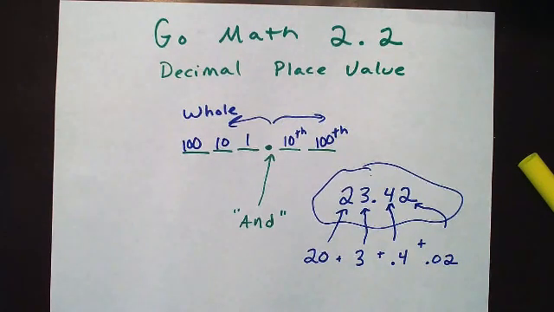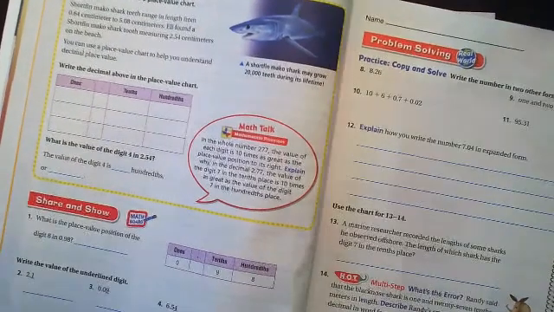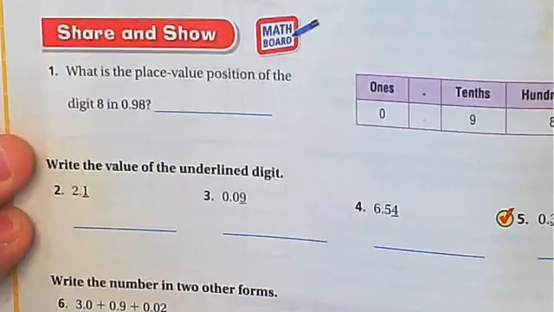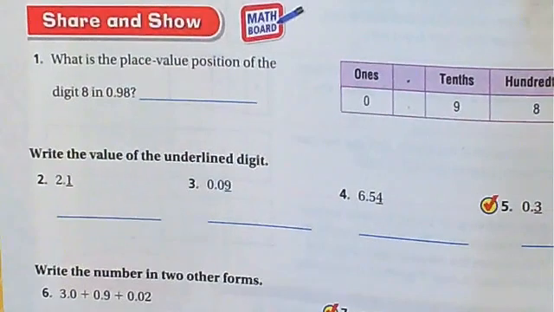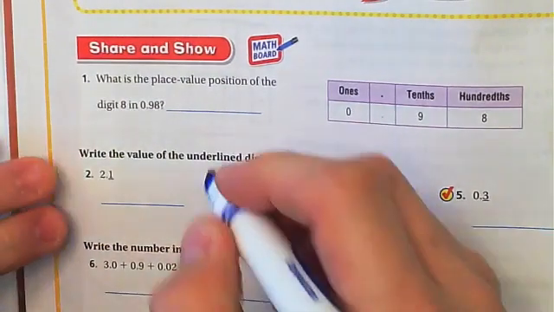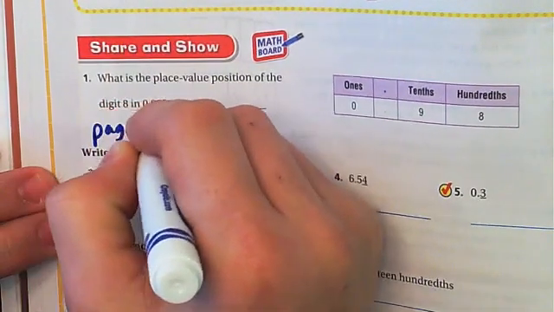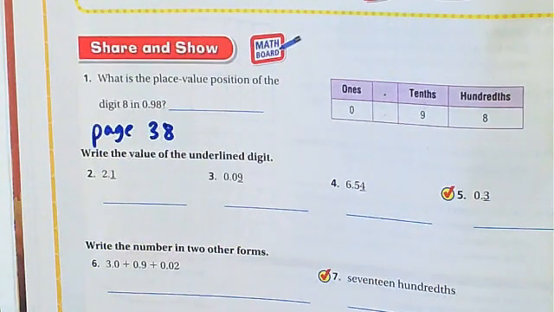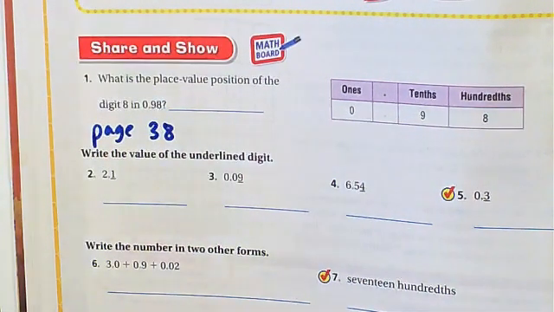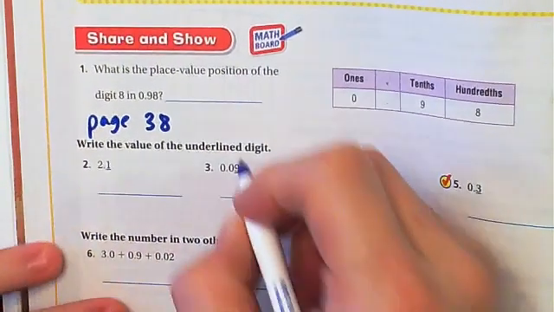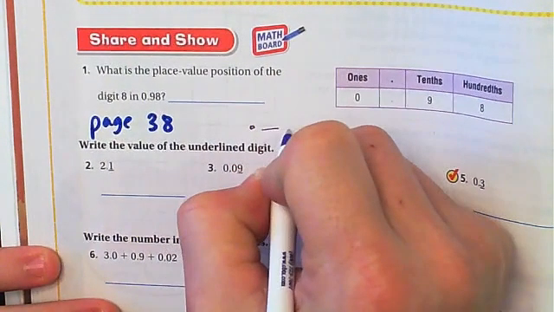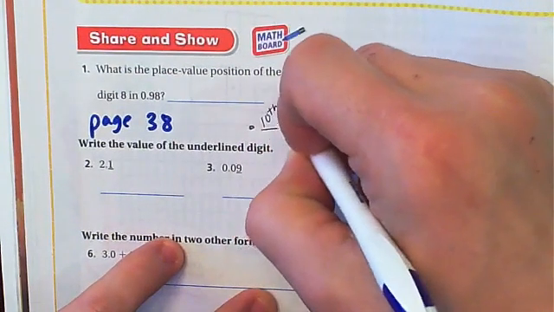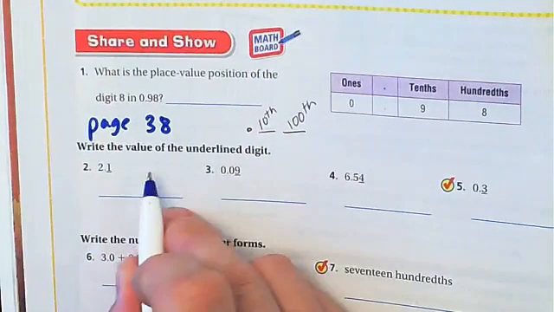Now in your book, they have questions like this. And it's talking about the value of these underlined digits. So right now I am on page 38. And if you have your packet right now, you'll have this. It's the very first one. This is page 38, and it's talking about what's the value of this underlined digit. So I'm going to write a little bitty review right here. This is the tenths. This is the hundredths.